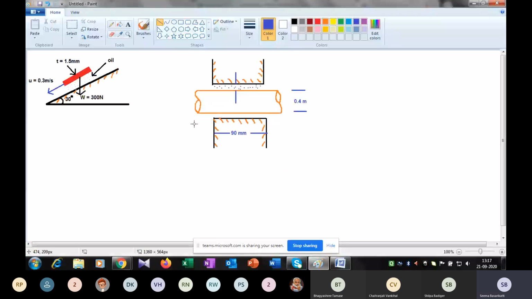So take this diagram. This is the square plate, which is having a size 0.8 by 0.8 meter. In between the plate and the fixed surface, an oil is placed. The thickness of oil is 1.5 mm and the plate moves with a velocity 0.3 meter per second. The weight of the plate is 300 Newton, and the angle of inclination is 30 degree.